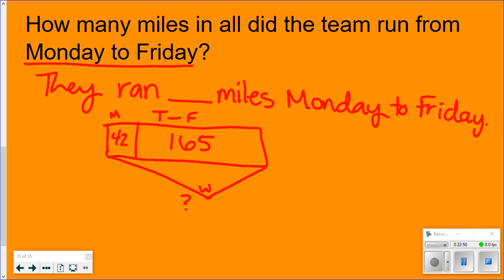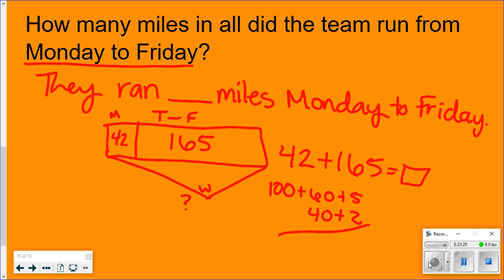I don't see any repeated addition. I don't see any groups of the same number. So this is very simply 42 plus 165. Part plus part equals whole. Go ahead and solve that problem. When you figured out the answer, give me a secret thumb.